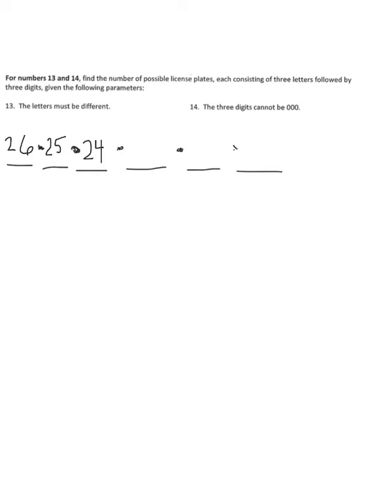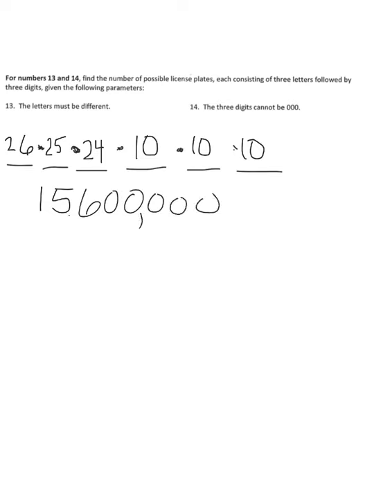There are no restrictions on the numbers, so there are 10 digits, 0 through 9. So we have 10 possibilities here, 10 possibilities here, 10 possibilities here. And that ends up giving us the nice, neat number of 1, 5, 6 with 5 zeros, which is 15.6 million.